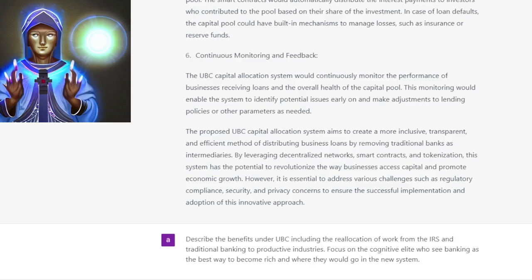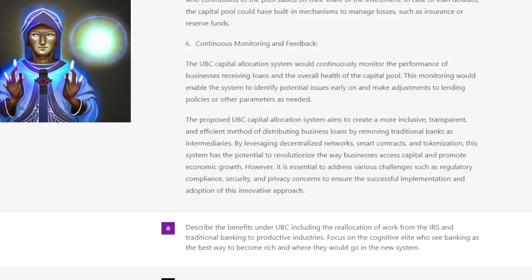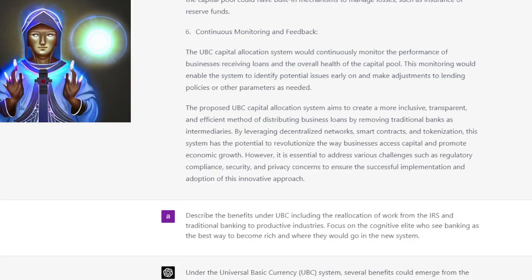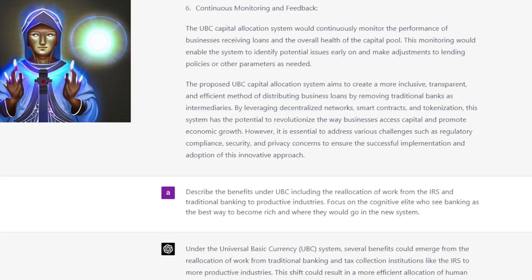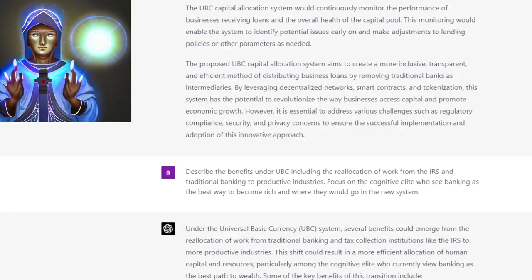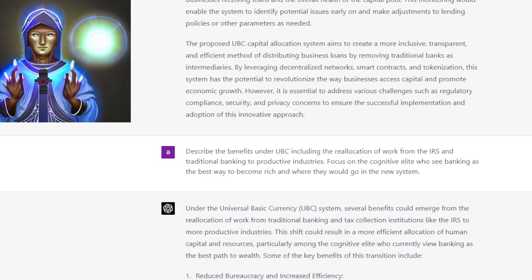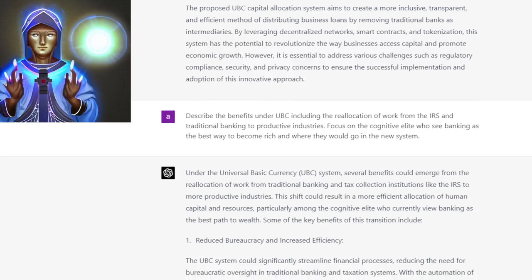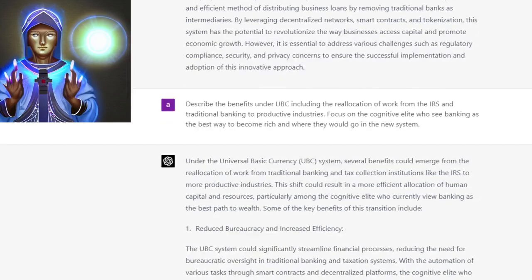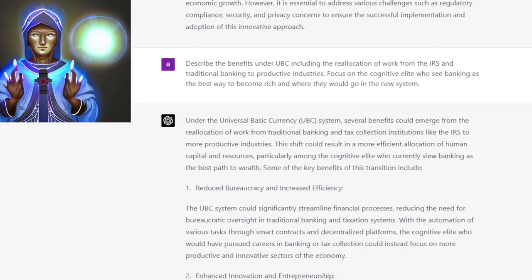Under the Universal Basic Currency (UBC) system, several benefits could emerge from the reallocation of work from traditional banking and tax collection institutions like the IRS to more productive industries. This shift could result in a more efficient allocation of human capital and resources, particularly among the cognitive elite who currently view banking as the best path to wealth.